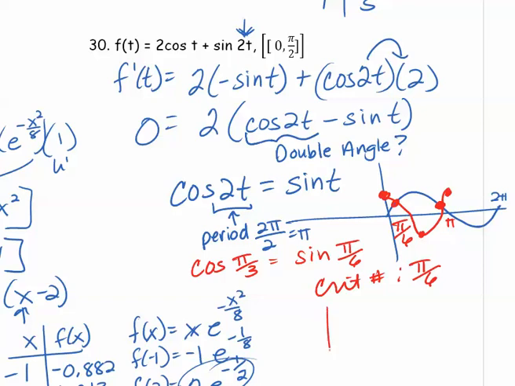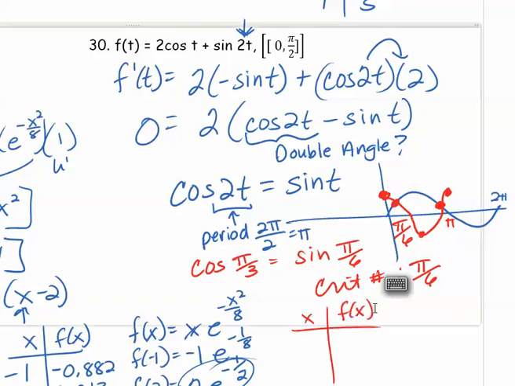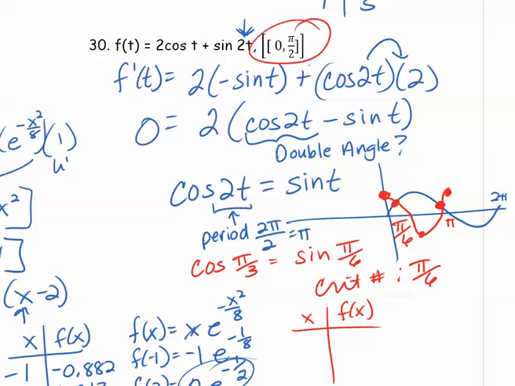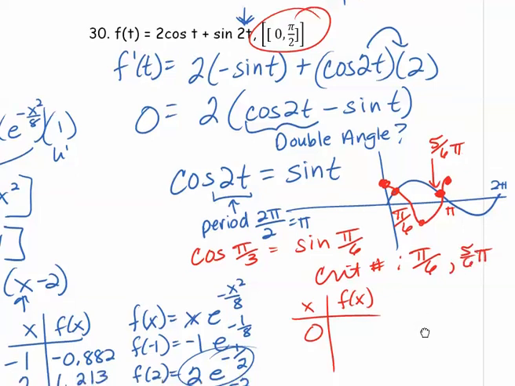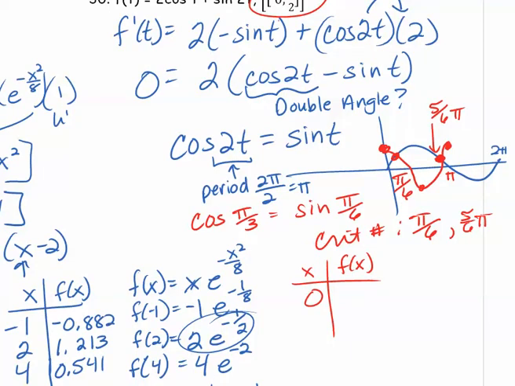So our closed interval test: remember that we have to find the biggest and the smallest, and our interval is from 0 to pi over 2. I should have explained this 5/6 pi here. 5/6 pi would also be a critical number, but it's outside our interval, so we only want to go from 0 to pi over 2. I didn't care about the 5 pi over 6.